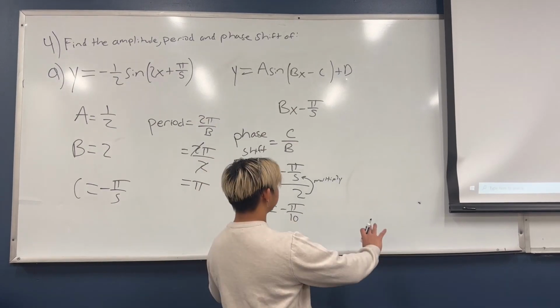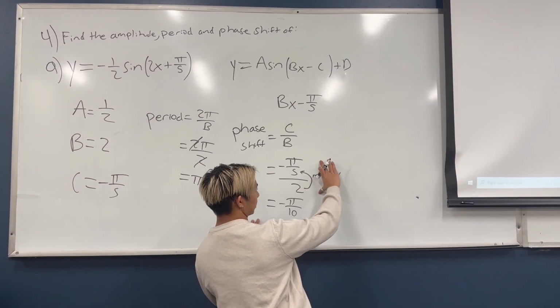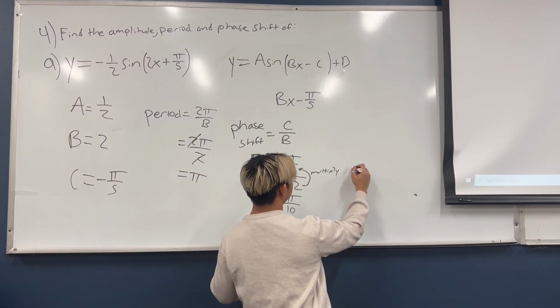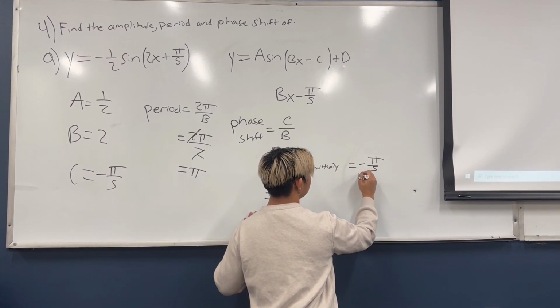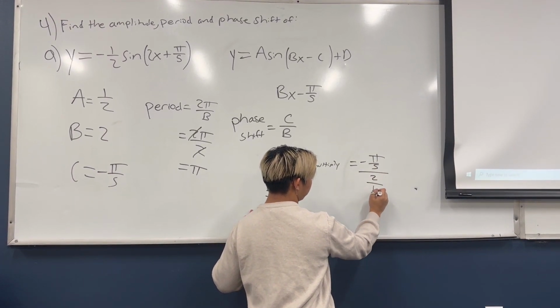Another method I can use instead of doing this division problem is to envision it as negative pi over 5 divided by 2 over 1.